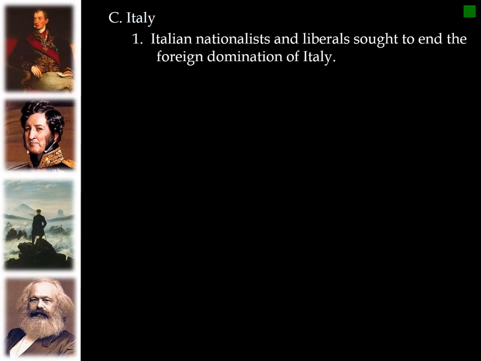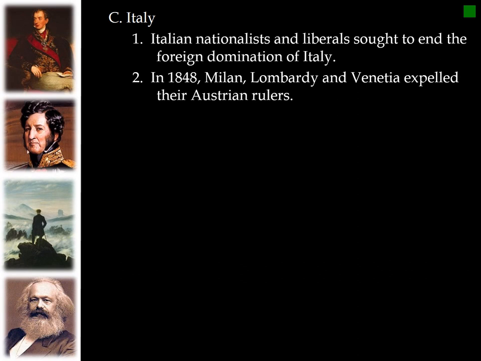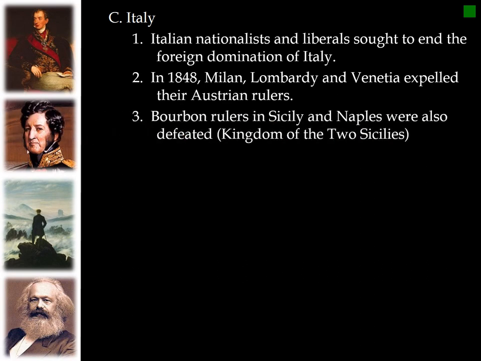Italy. Italian nationalists and liberals sought to end the foreign domination of Italy. In 1848, the Italian states of Milan, Lombardy, and Venetia expelled their Austrian rulers. That northern part of Italy was still under the control of the Austrian Empire. The Bourbon rulers that were on the throne in Sicily and Naples were also defeated. This area is also known as the Kingdom of the Two Sicilies. Sardinia, Piedmont ultimately declared war on Austria.